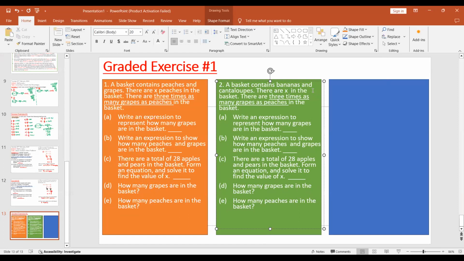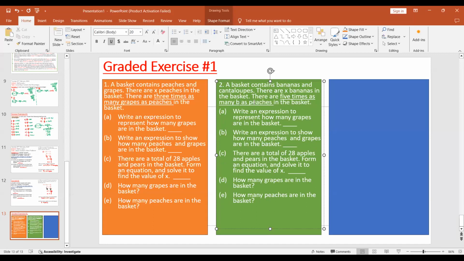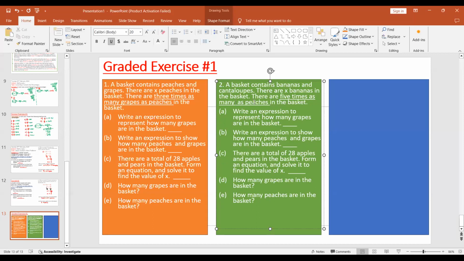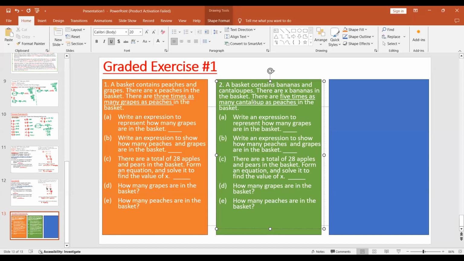There are X bananas in the basket. And let's say there are five times as many cantaloupes as bananas in the basket. Write an expression to show how many. I want to know how many cantaloupes are in there.